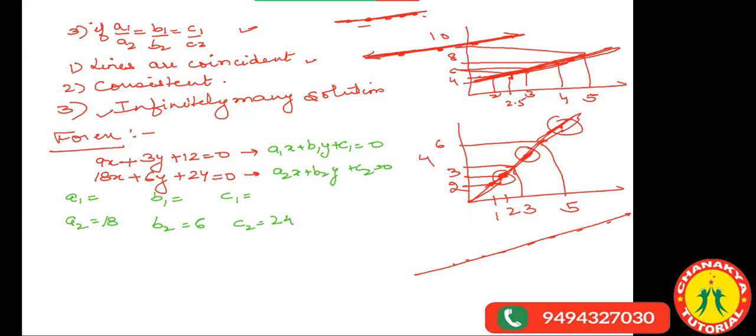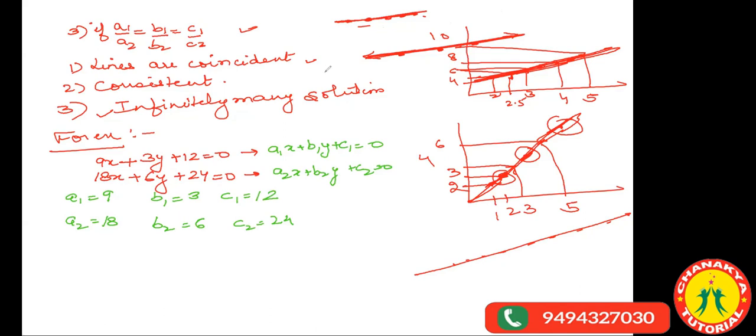Not Aman, Aryan. Aman has told. Aryan, tell me the values of A1, B1 and C1, beta. Ma'am, A1 equals to 9, B1 equals to 3, C1 equals to 12. Yes. Good.